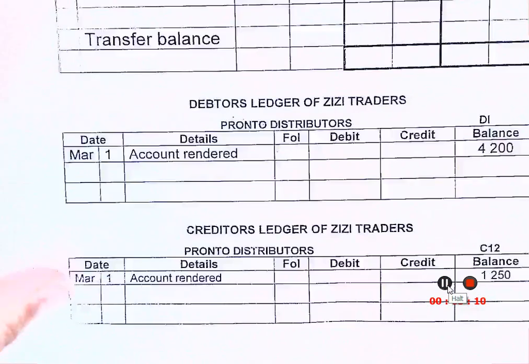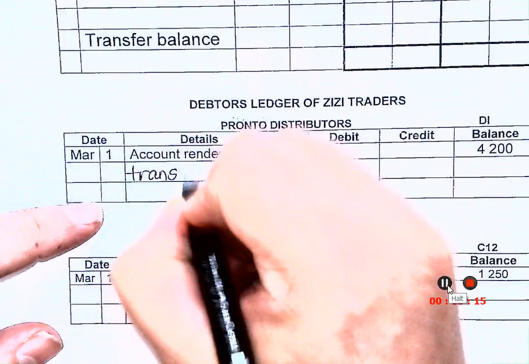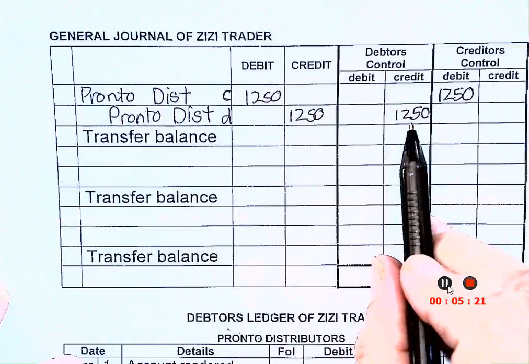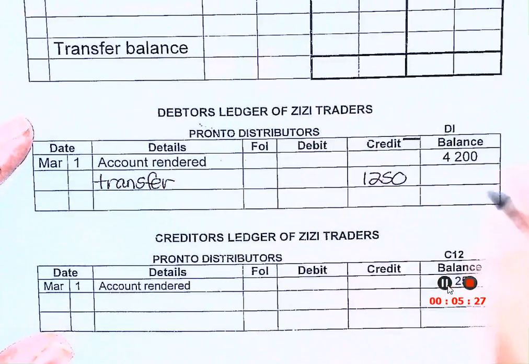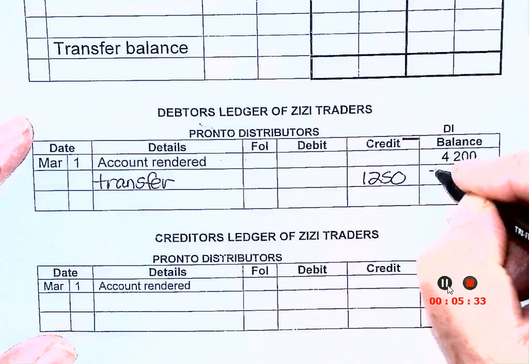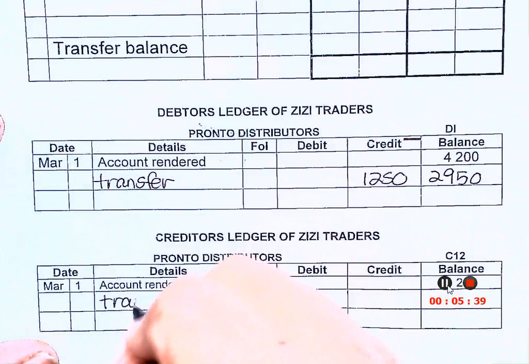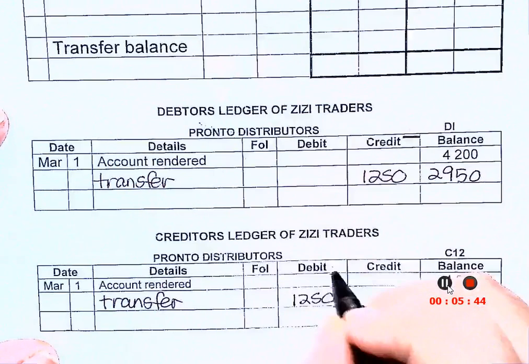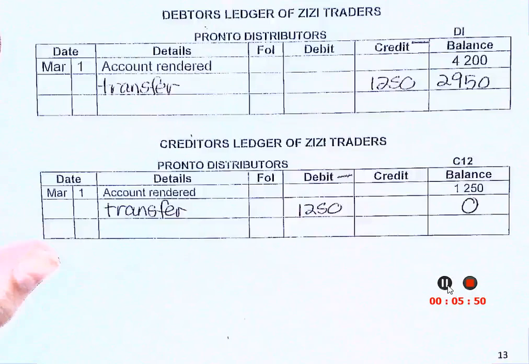Okay, let's do it in here. Then you can see. So I just say transfer. Right? Transfer. And this is the debtor's ledger. And the debtor's ledger was credited. And because it's credited, it's a minus. So now he owes me what? 2,950. And with the creditors, I also just say transfer, and it's going to be debited, which is also a minus because it's a creditor's ledger. So my balance is 0.